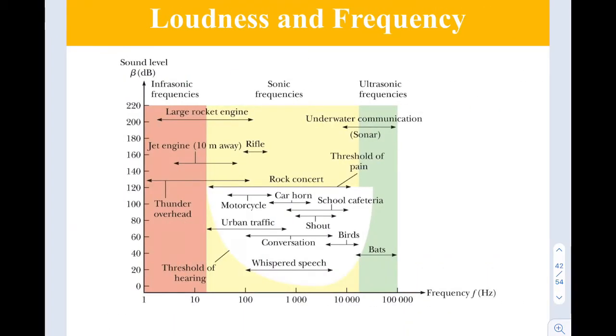So this is the list of the loudness and frequency, sound level: infrasonic, sonic frequency, ultrasonic frequency. Certain animals, for example bats, are using ultrasonic frequency. Cockroach, infrasonic, if I'm not mistaken. Here we have birds, rock concert, rifle, and the threshold of pain is here.